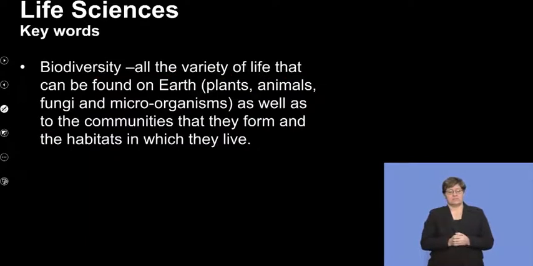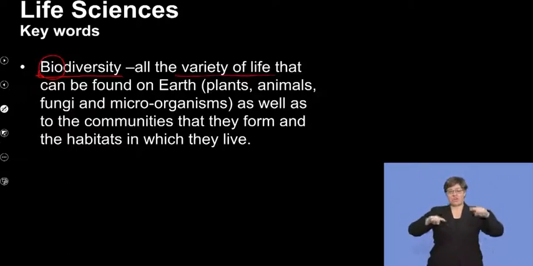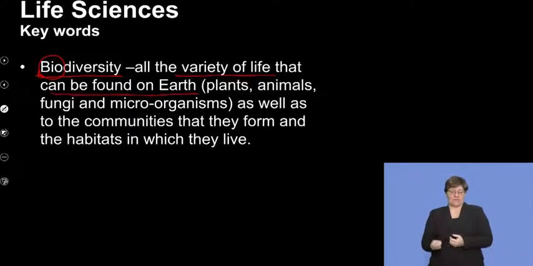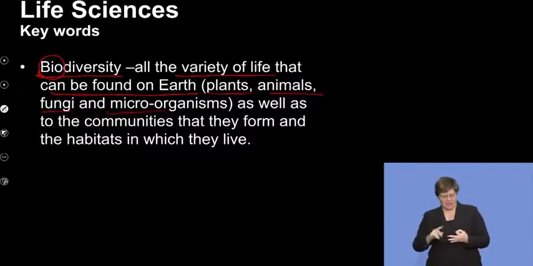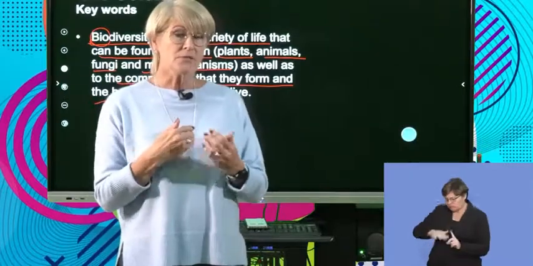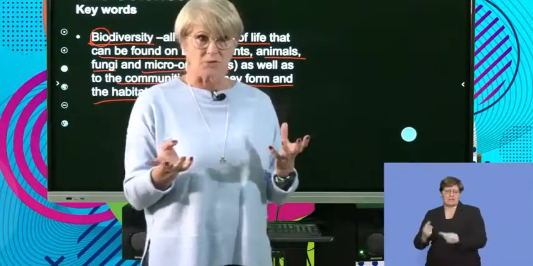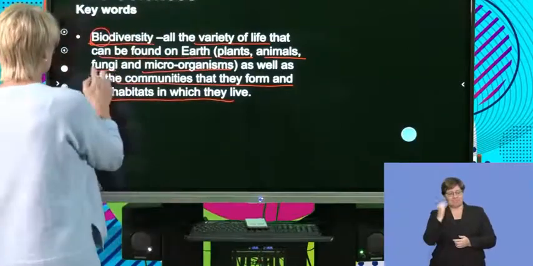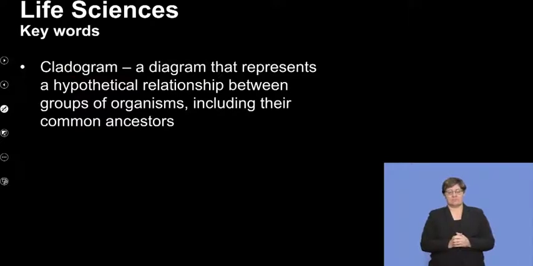Then we're going to have a look at the term biodiversity. We said earlier that bio is living, and diversity is variety of life. That variety of life is what exists on Earth, and it includes plants, animals, fungi, and microorganisms, as well as the communities. Remember, organisms don't live in isolation. They live in ecosystems and habitats where they interrelate, so they depend on each other for various reasons. That is what we call biodiversity.